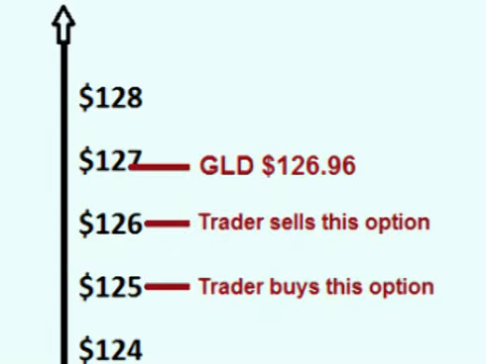Let's look at an example using GLD, the gold ETF. At the time of making this video, GLD is currently $126.96 a share. A trader could place a bull put spread by selling the $126 put option and buying the $125 put option. Both of these options expire in about 5 weeks.